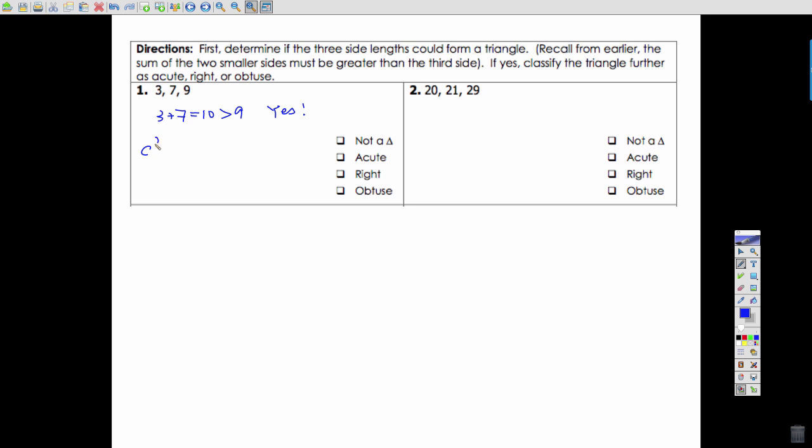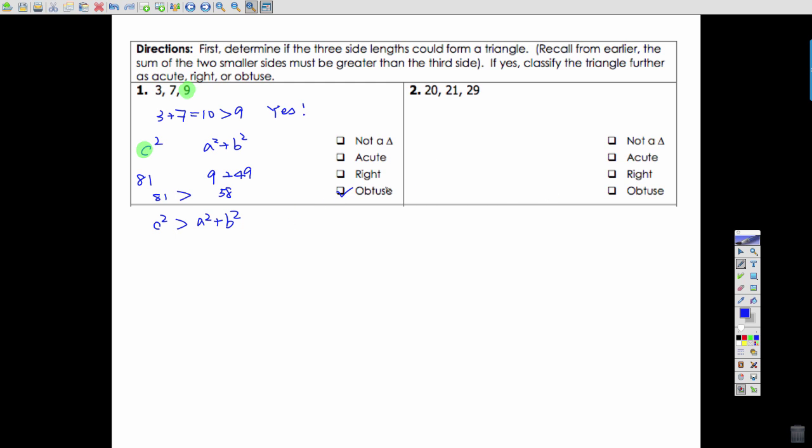And now I can determine what my c squared is and what my a squared plus b squared is. My c squared, be very careful, c has to be the hypotenuse, which is the longest side. So that would be 9 squared, which is 81. a squared is 9, b squared is 49. If you add them together, I would have 58. 81 is greater than 58. Therefore, c squared is greater than a squared plus b squared. And so now I have an obtuse triangle.